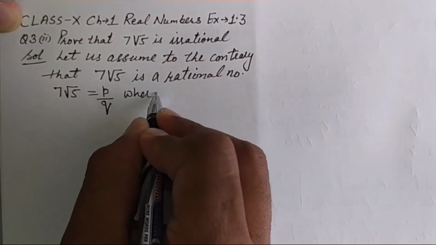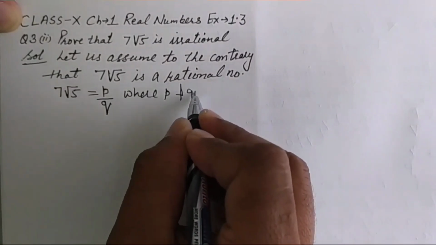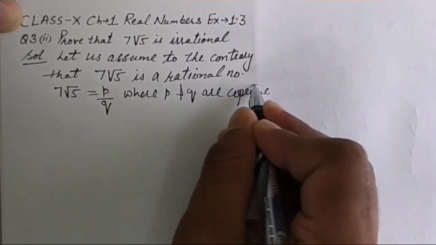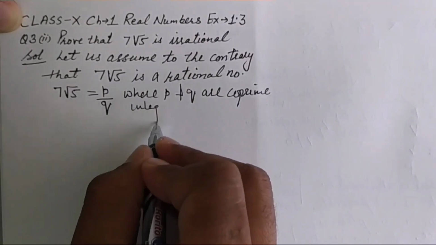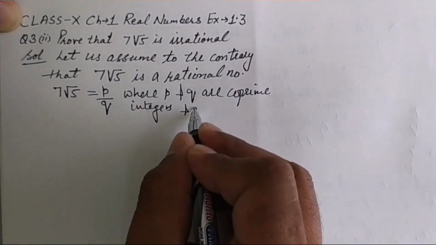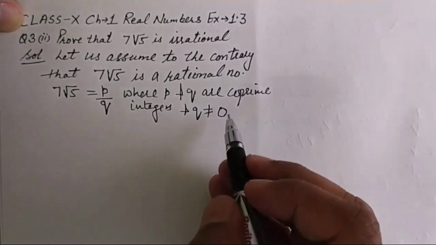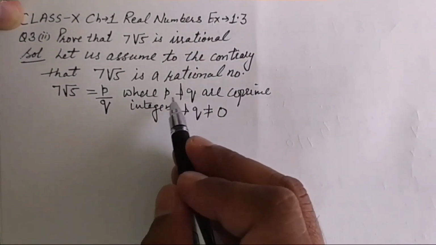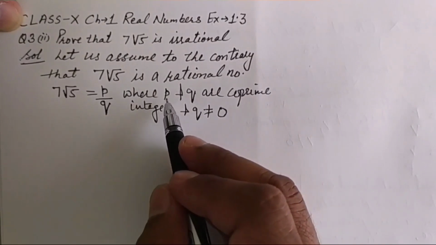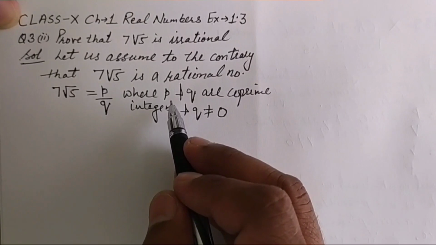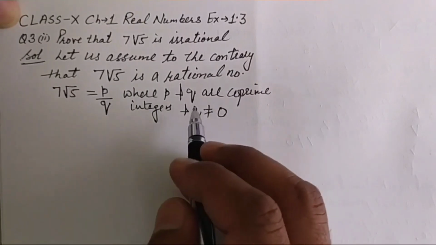So we'll write where P and Q are co-prime integers and Q does not equal 0. I'll tell you what co-prime integers are. The integers whose HCF is 1 are called co-prime integers. It means the integers in which there is no common factor other than 1 are called co-prime integers.